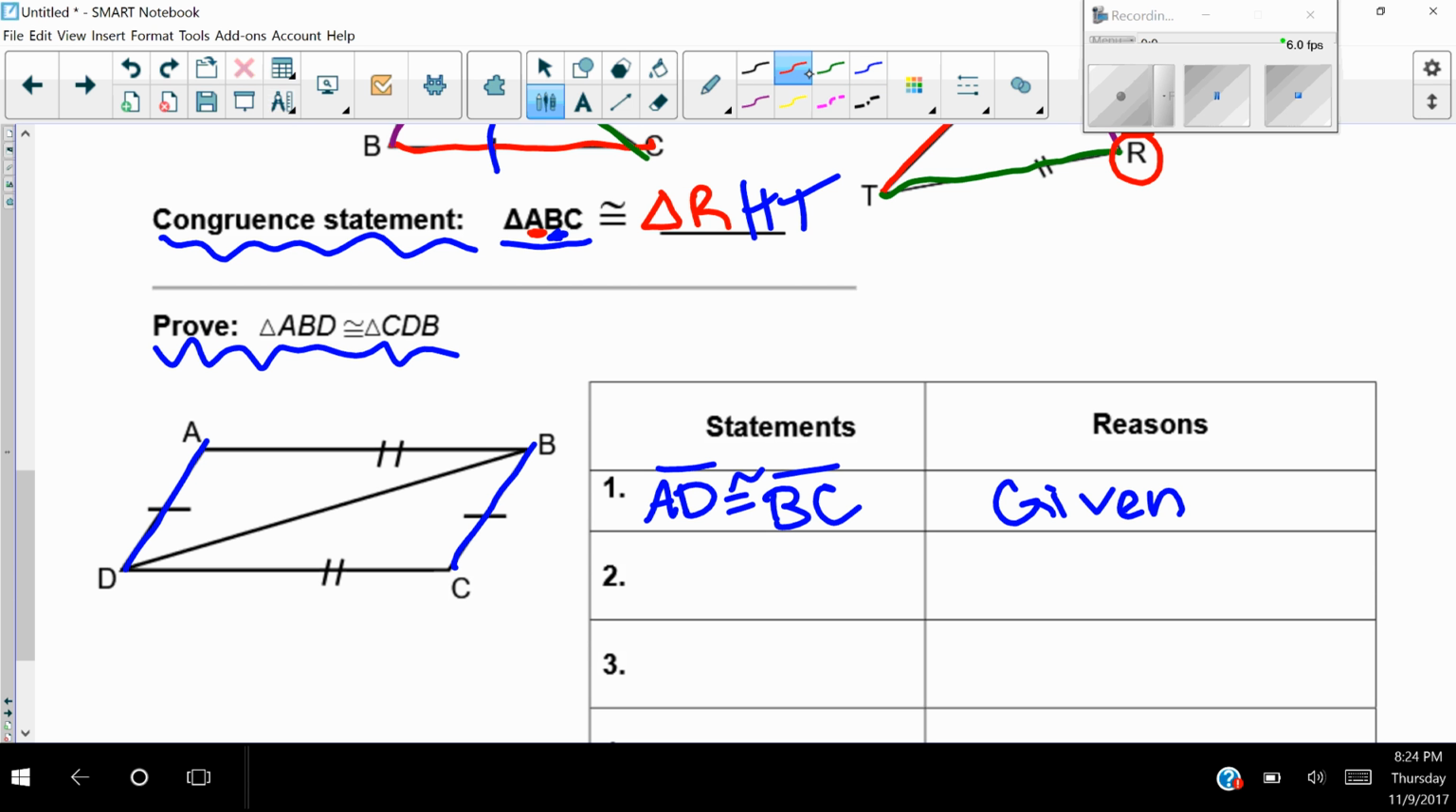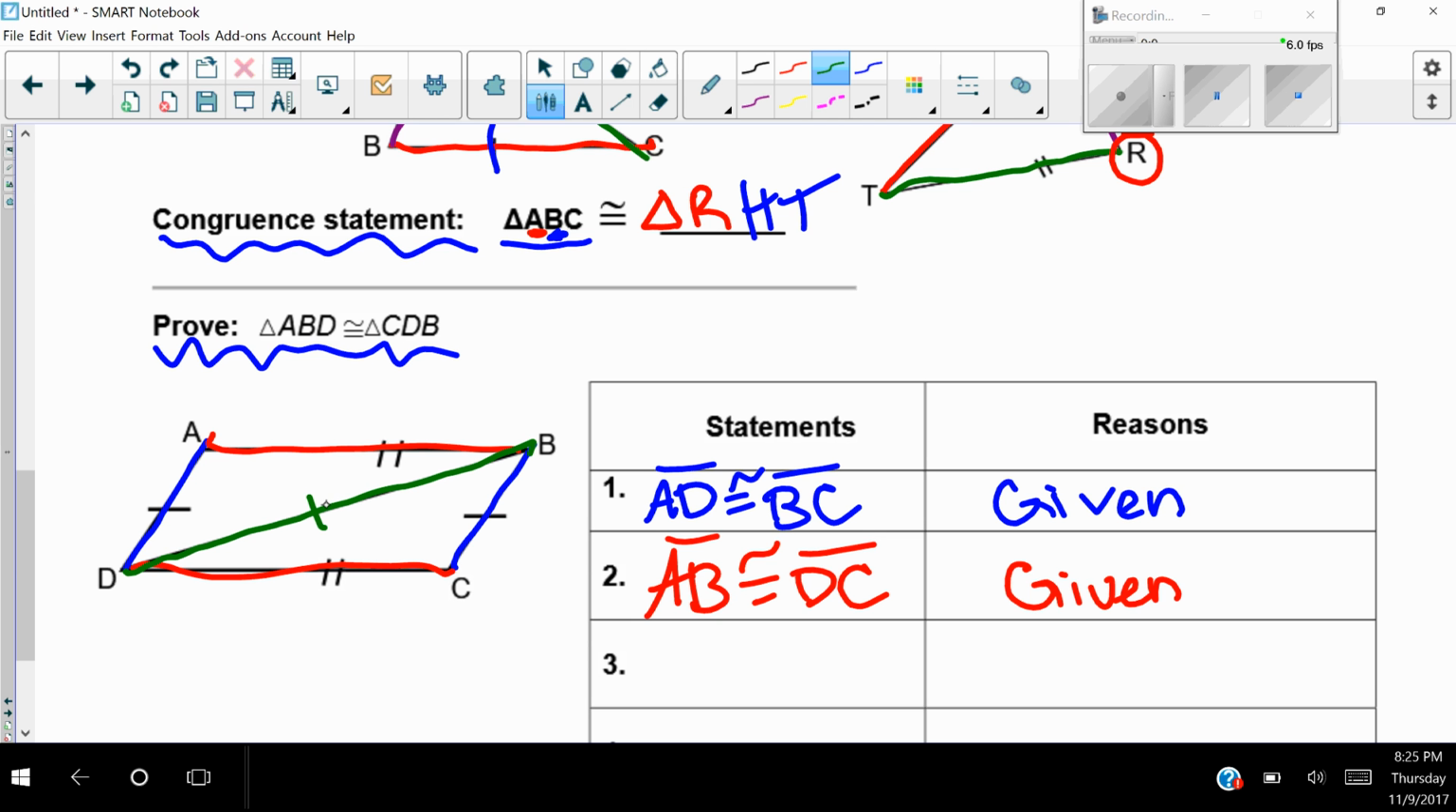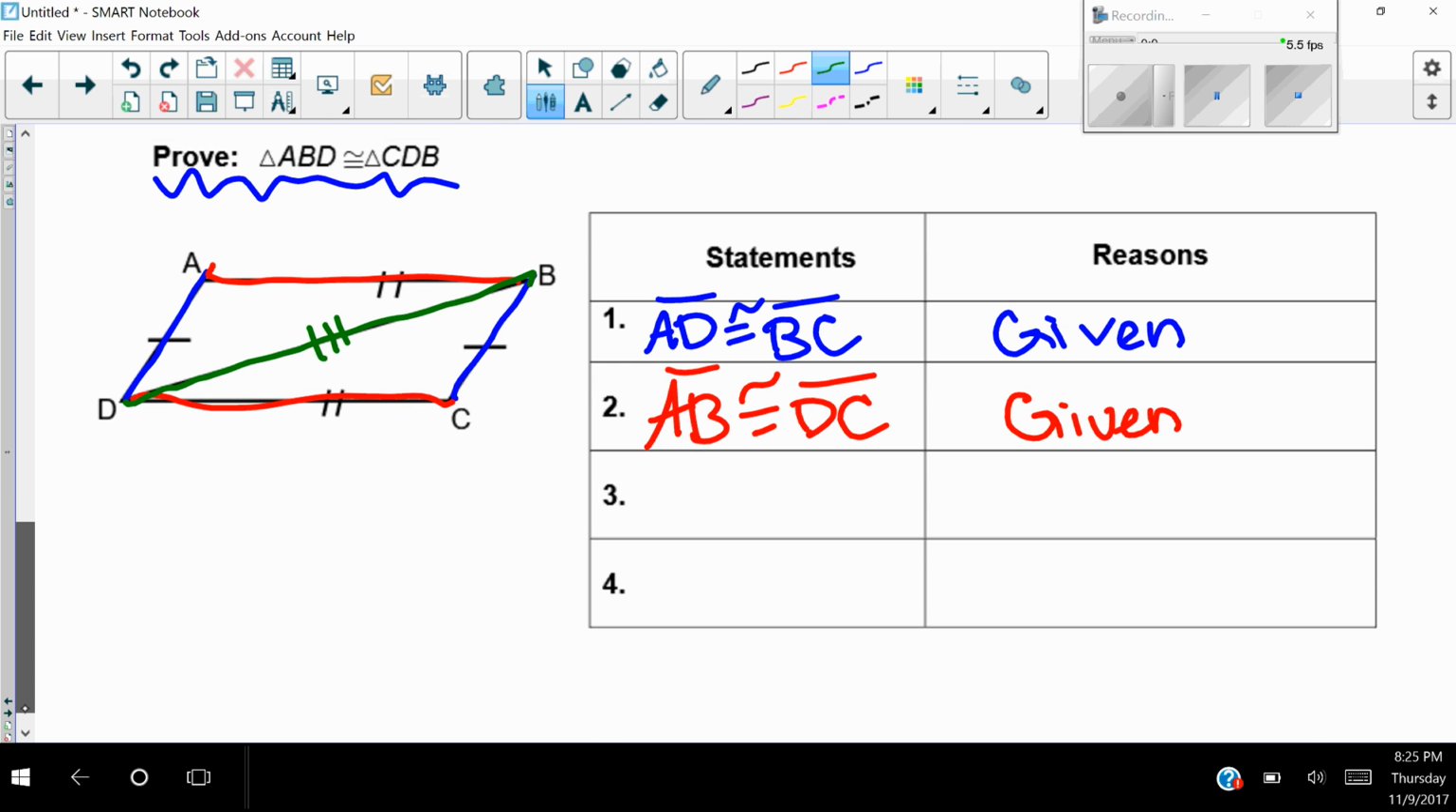You can see something else that's given. Side AB and side DC are congruent. So we have side AB is congruent to side DC. And that reason is also given. They plugged it into it for us. Now, whenever our triangles are overlapping, do you guys see that this side in the middle, they're both using this side? We can put 1, 2, 3 congruency marks right there. And both triangles are using that side, so it's the same side.